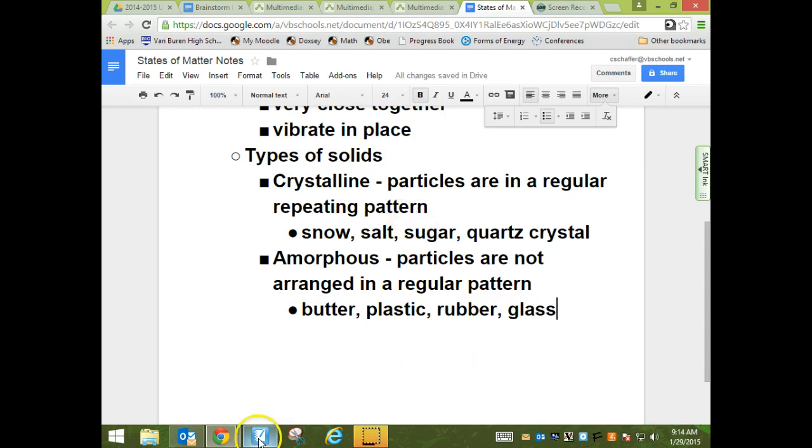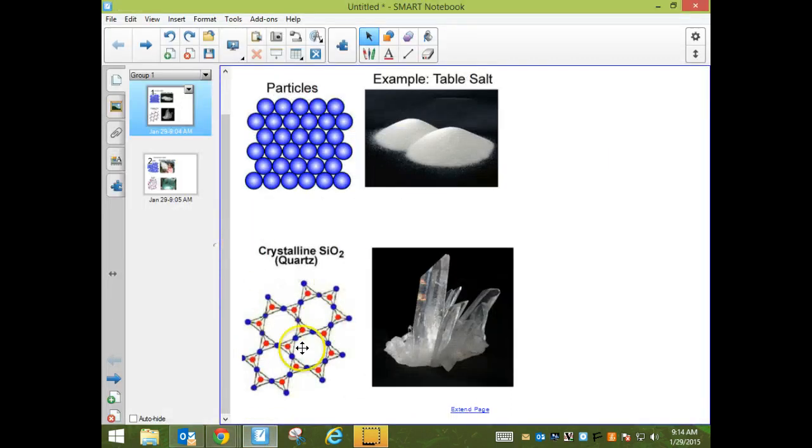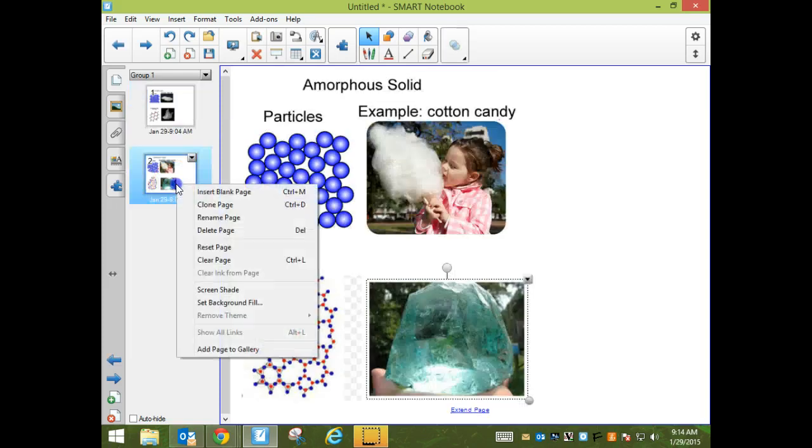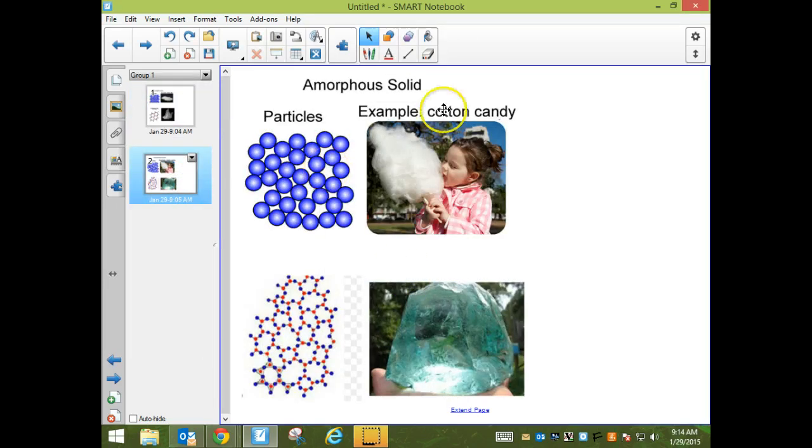So let's go ahead and take a look then at the pictures of what it means to have an amorphous solid. So that was what crystalline was. See how they were in a nice pattern. Now look at amorphous. So like cotton candy is an amorphous solid. Do you see how they're just all kind of all over the place? Glass was another amorphous solid. You can see how there's no pattern to it. Remember how we saw the hexagon with the quartz crystal? There's no hexagons here. They just look like blobs. So that's the difference between an amorphous and a crystalline solid.